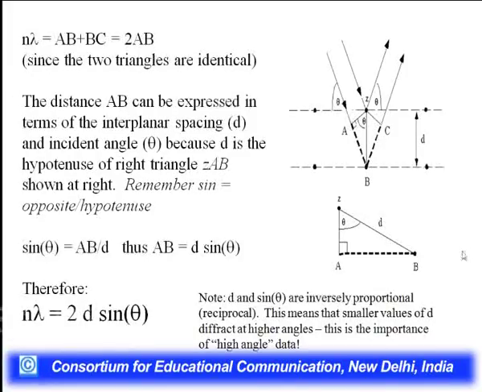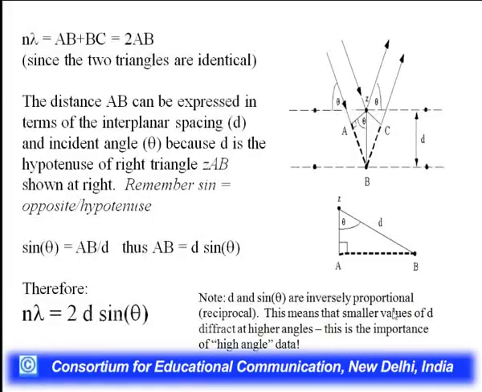The distance AB can be expressed in terms of the interplanar spacing, which is d, and the incident angle theta, because there is a right angle at ZAB, which is shown on the right hand side. Here this is theta. Now sin theta is equal to AB by d. We can write AB equals d sin theta. Now we put the value of AB in the previous equation, and the path difference will be 2d sin theta, which means Bragg's law will be 2d sin theta equals n lambda.